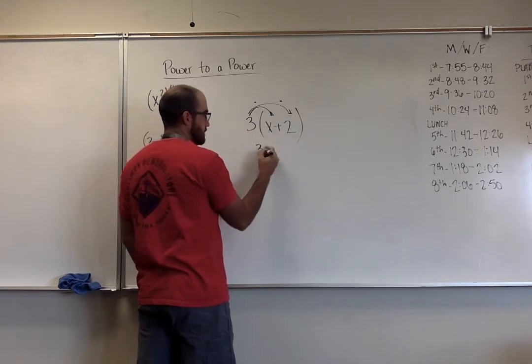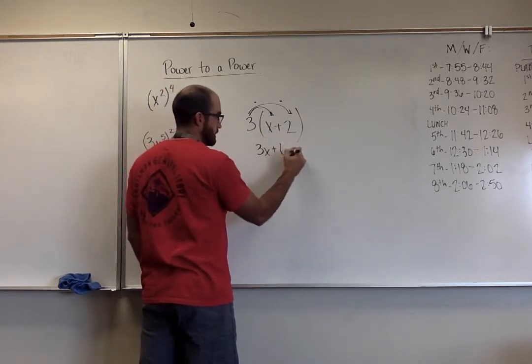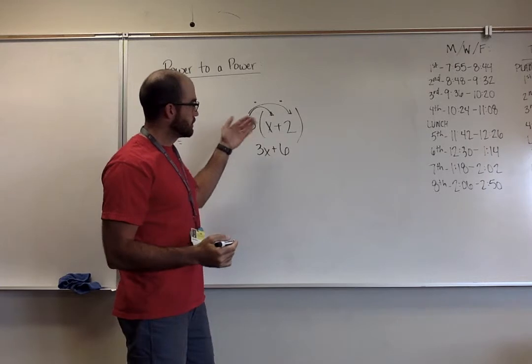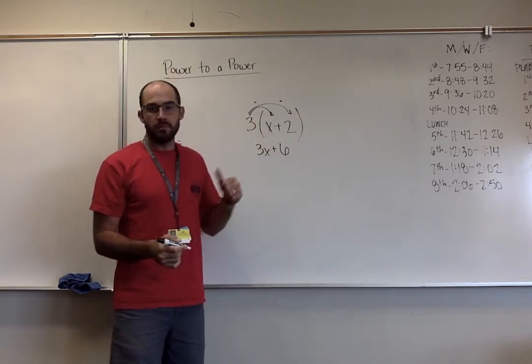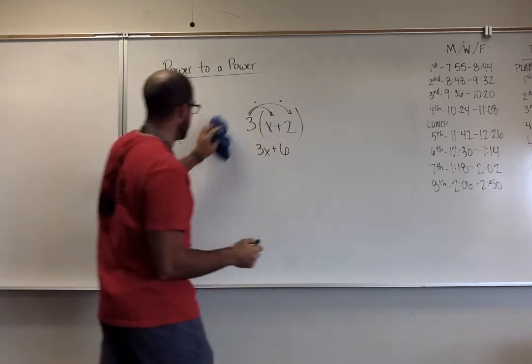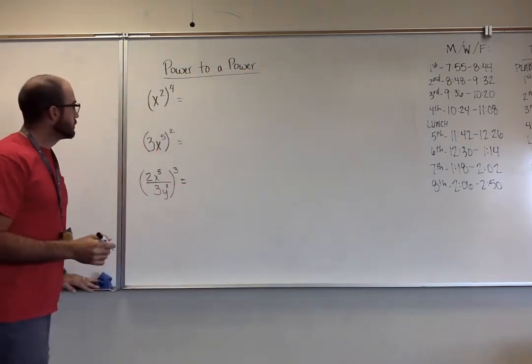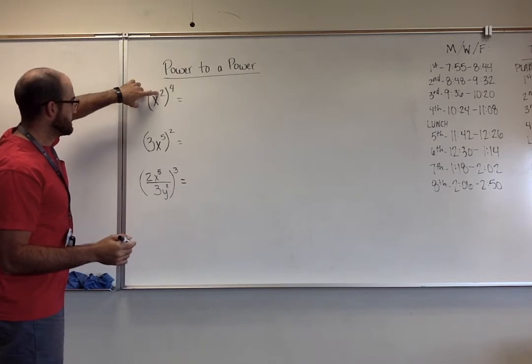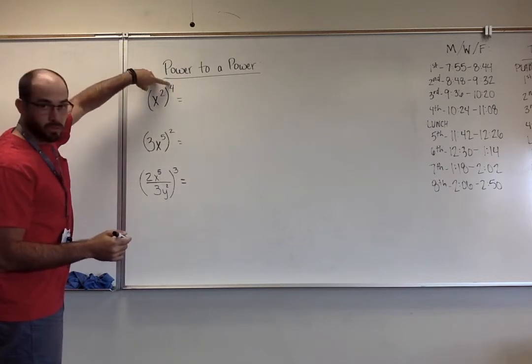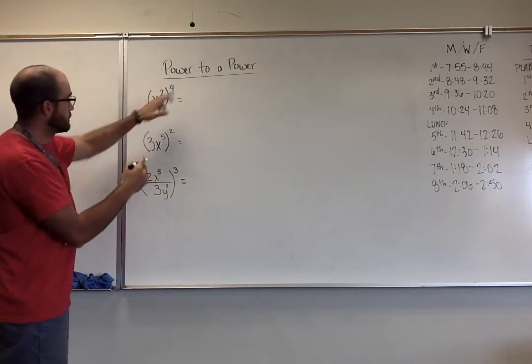So what we're really doing is multiplying each. 3 times x got us 3x. 3 times 2 got us 6. So as we distribute, we're multiplying. Same thing is true here when I see parentheses. I'm thinking multiplication, okay? So here, I have x to the second power, to the fourth. Again, parentheses with a fourth on the outside.